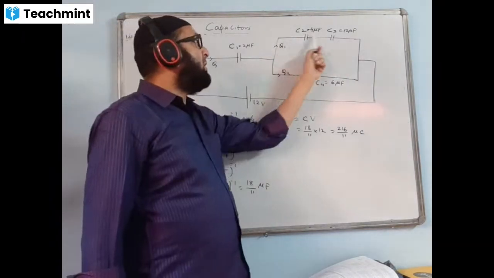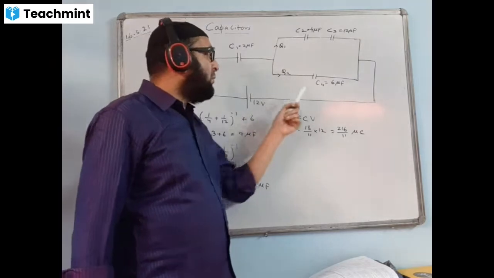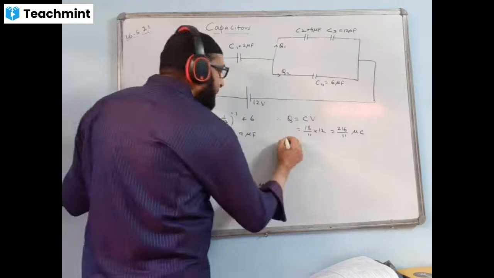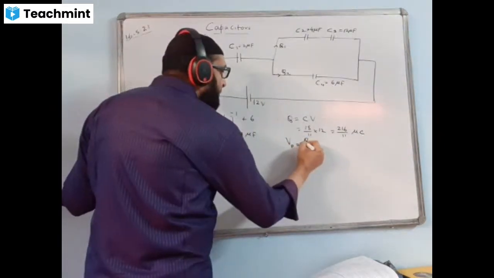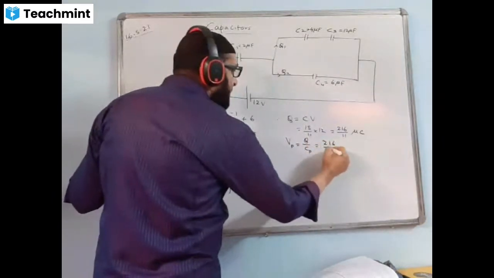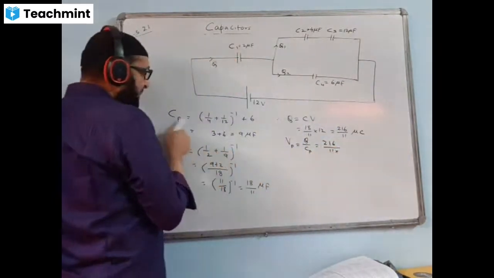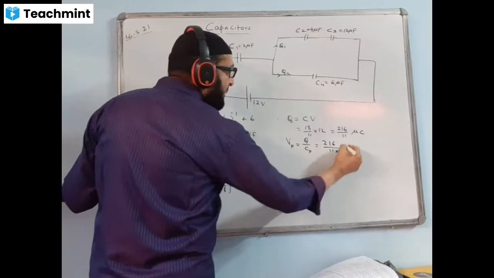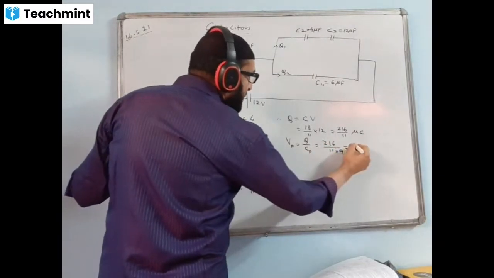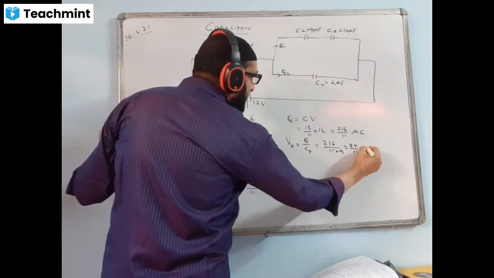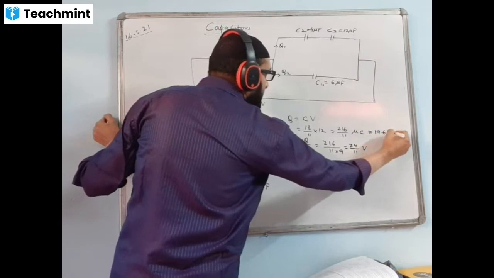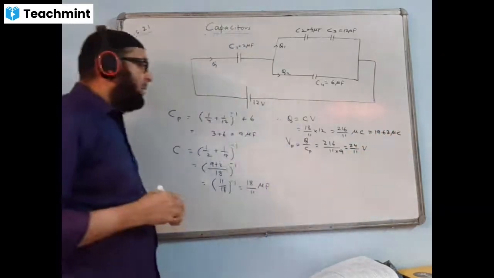And how to find Q2 and Q1? We must find the voltage of the parallel part, VP. The VP formula is Q by CP. Q means this value, 216 by 11, divided by CP. The CP value is 9, so I'll divide by 9. You can cancel and make it smaller. 9 into 24 is coming. Now the VP value is coming 24 by 11 volts.